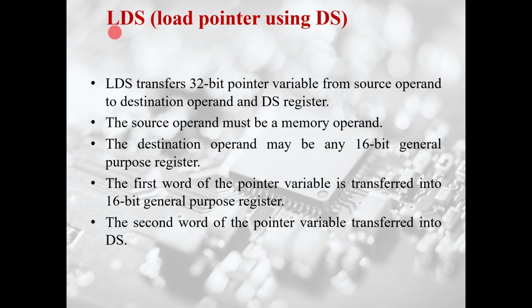Then you could also have an instruction known as LDS, which is known as load pointer using DS. Here, 32-bit data will be brought from the source and put into a destination operand. You have to declare a source operand, which will point to some 32-bit data, and then you have to specify a destination operand.